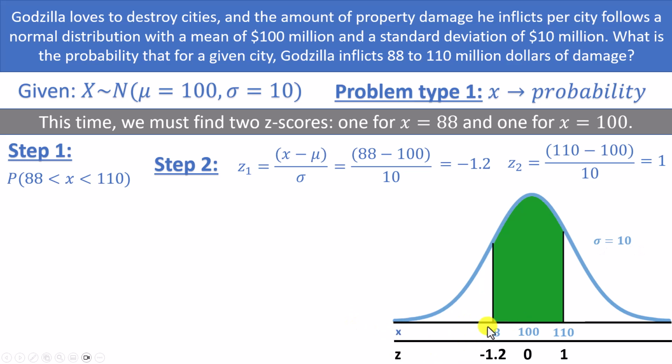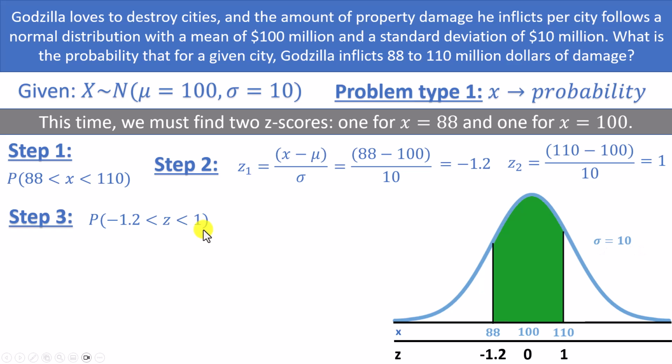We could have the z's on there. So we have negative 1.2 as our lower z-score, and our upper z-score is 1. So we could write our step 3, which is really just the probability that, not 88, but the value that we got when we plugged 88 into this formula, negative 1.2, is less than z is less than 1, which was our second z-score, right?